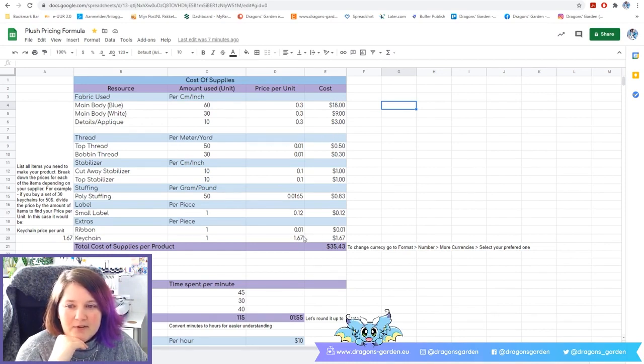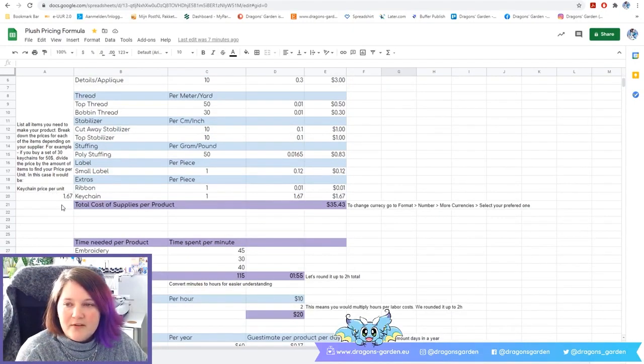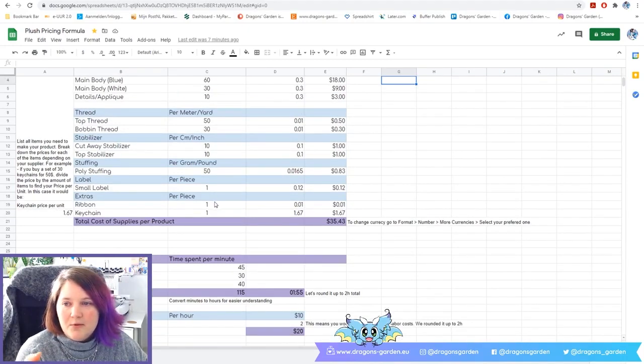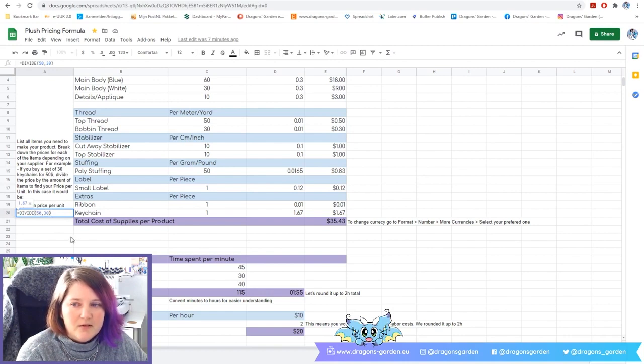So this is for every single category, and I have here an example that maybe is a little bit more understandable for the keychain on how to do the price per unit. So if you buy a set of 30 keychains for $50, you divide the price by the amount of items without the shipping costs. So $50 divided by 30 pieces of keychains means that one keychain would cost you $1.6. So you can enter it here.